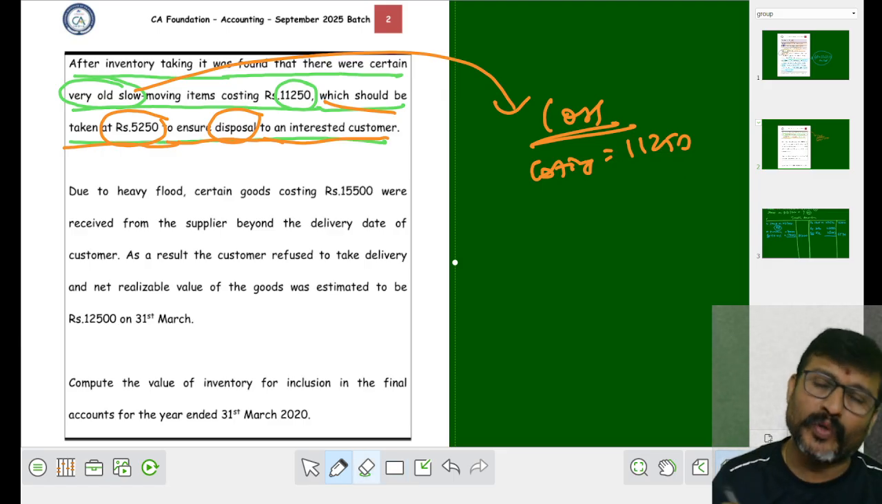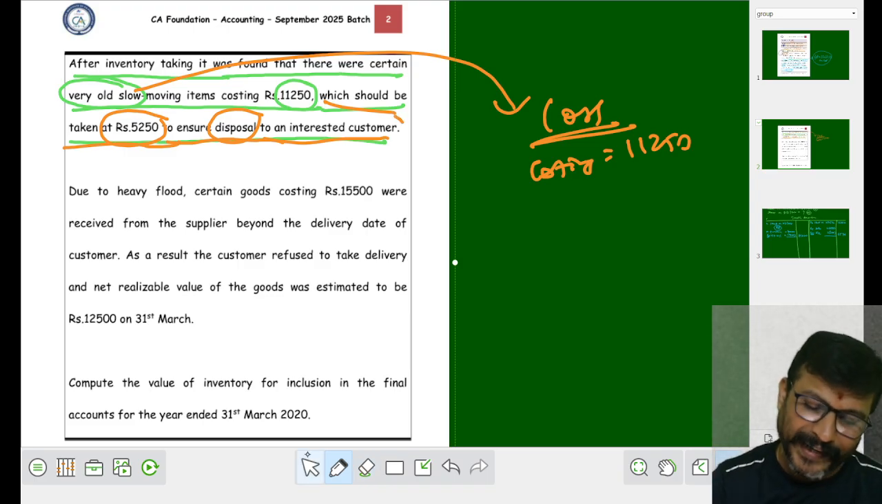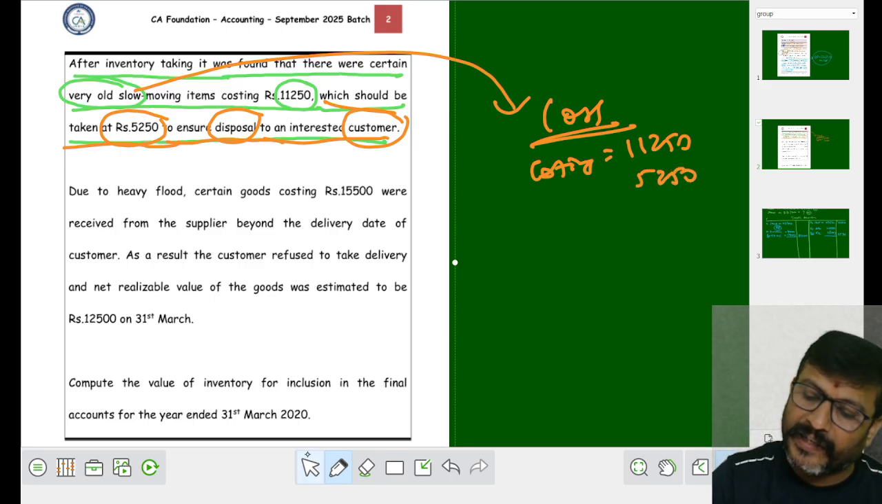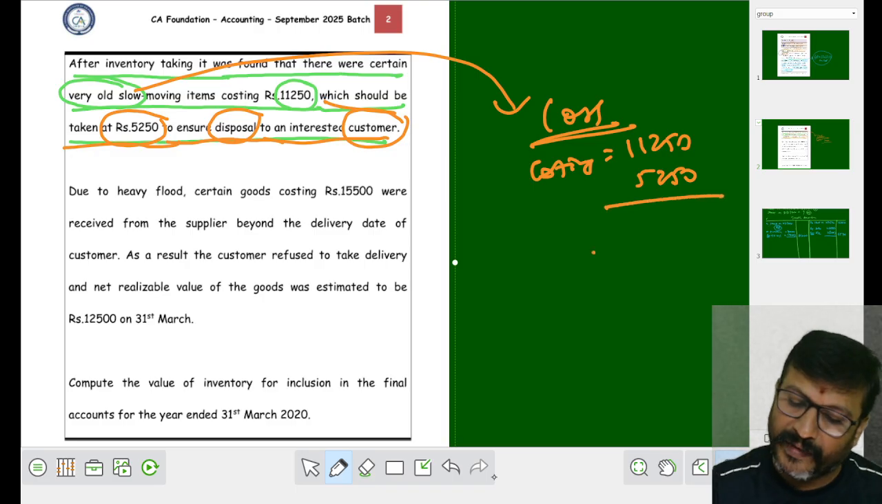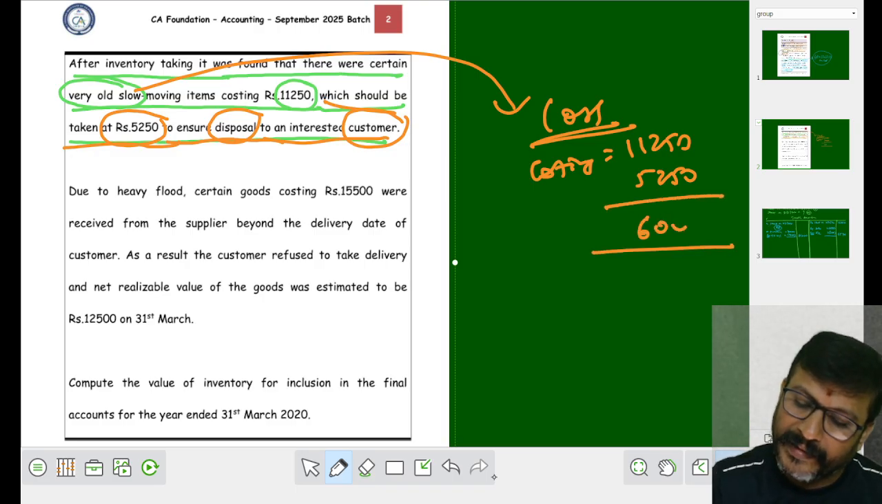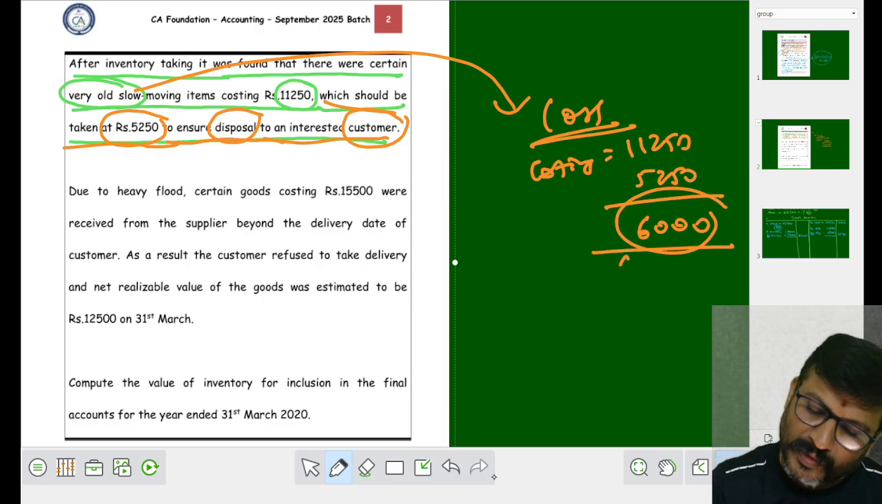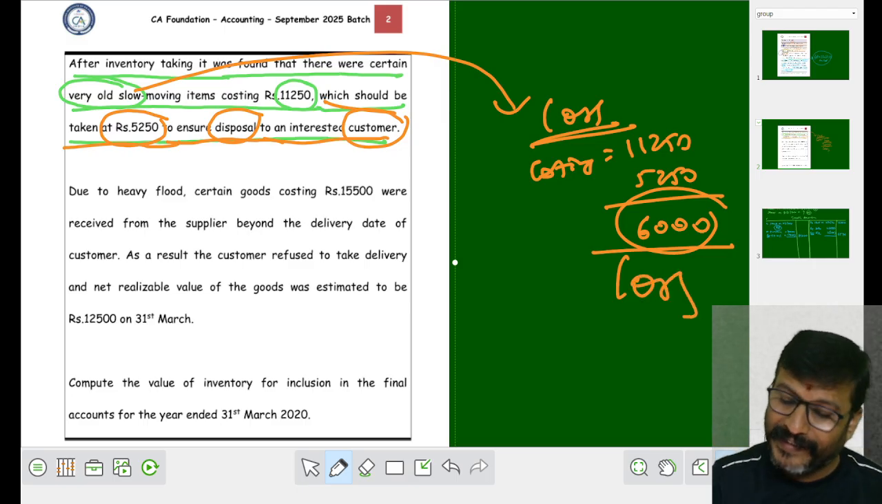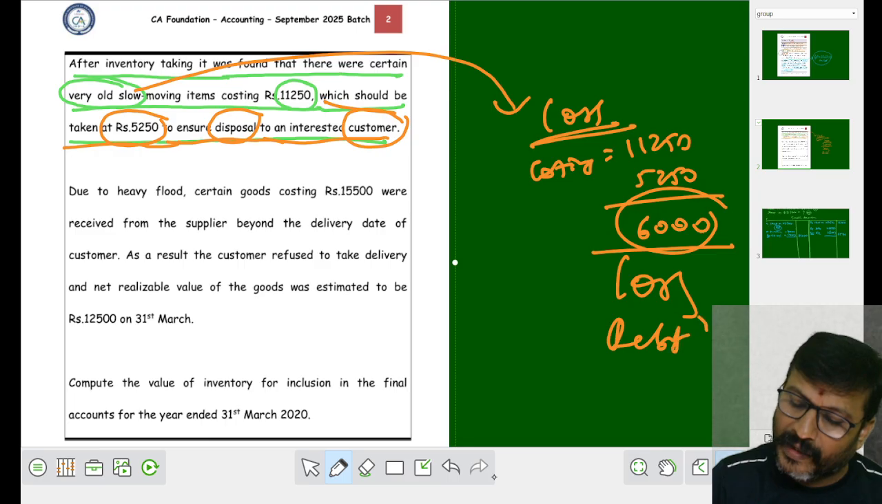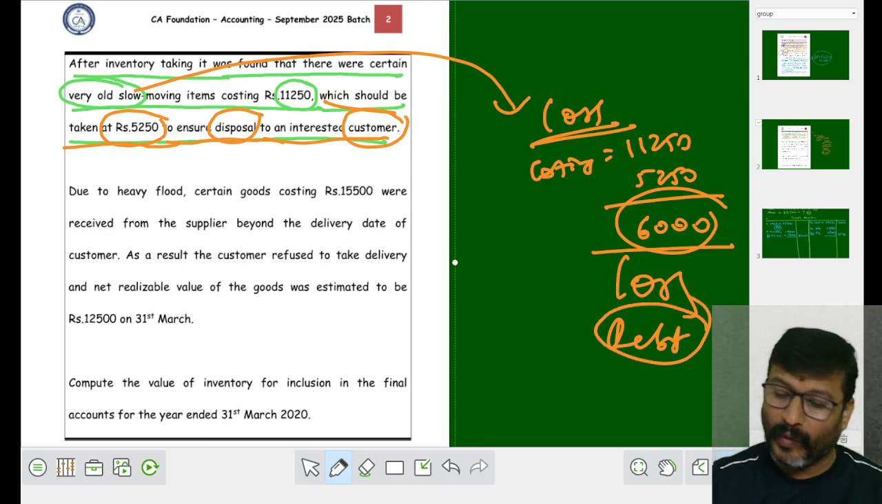This is disposed, this is sold, this is given to the interested customer for how much? Given to the interested customer 5,250. What happened? There is a loss. 6,000 is the loss. This loss is to be taken in what side? Debit side. What we have to write?